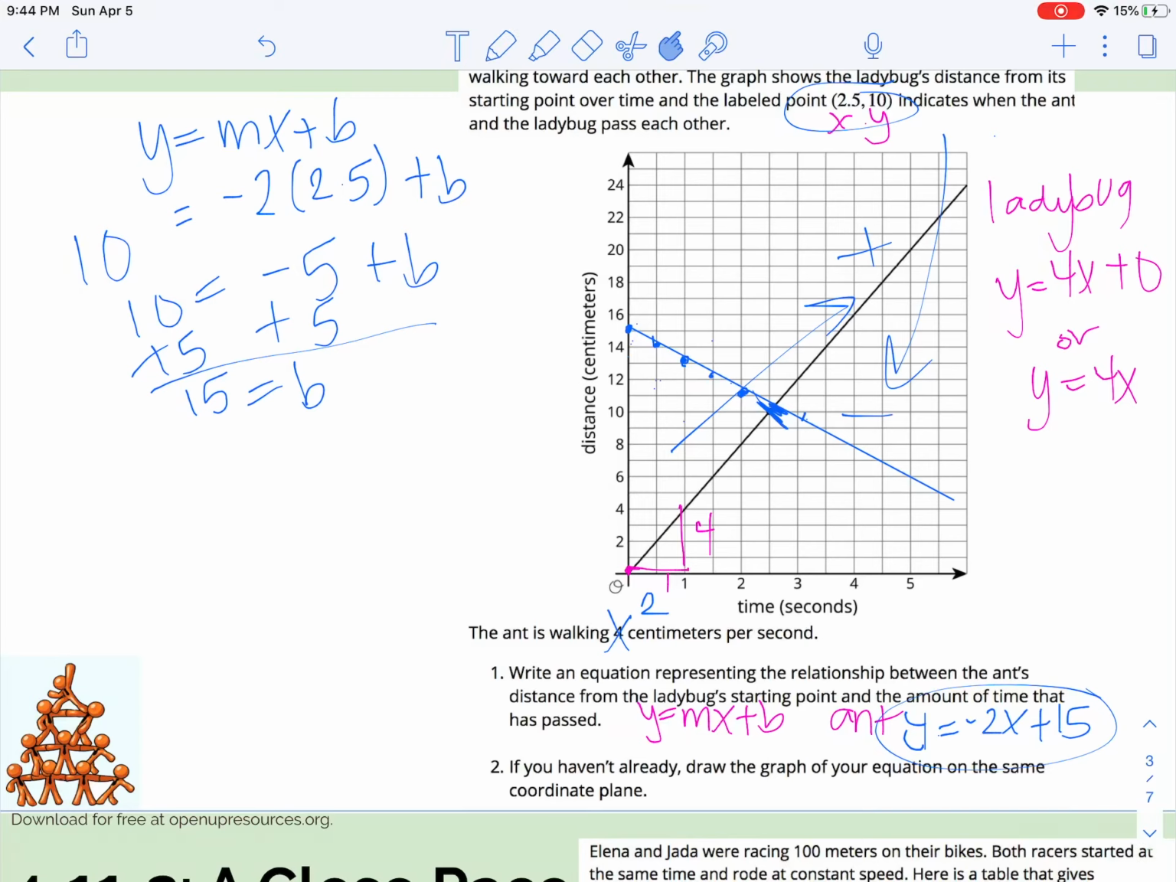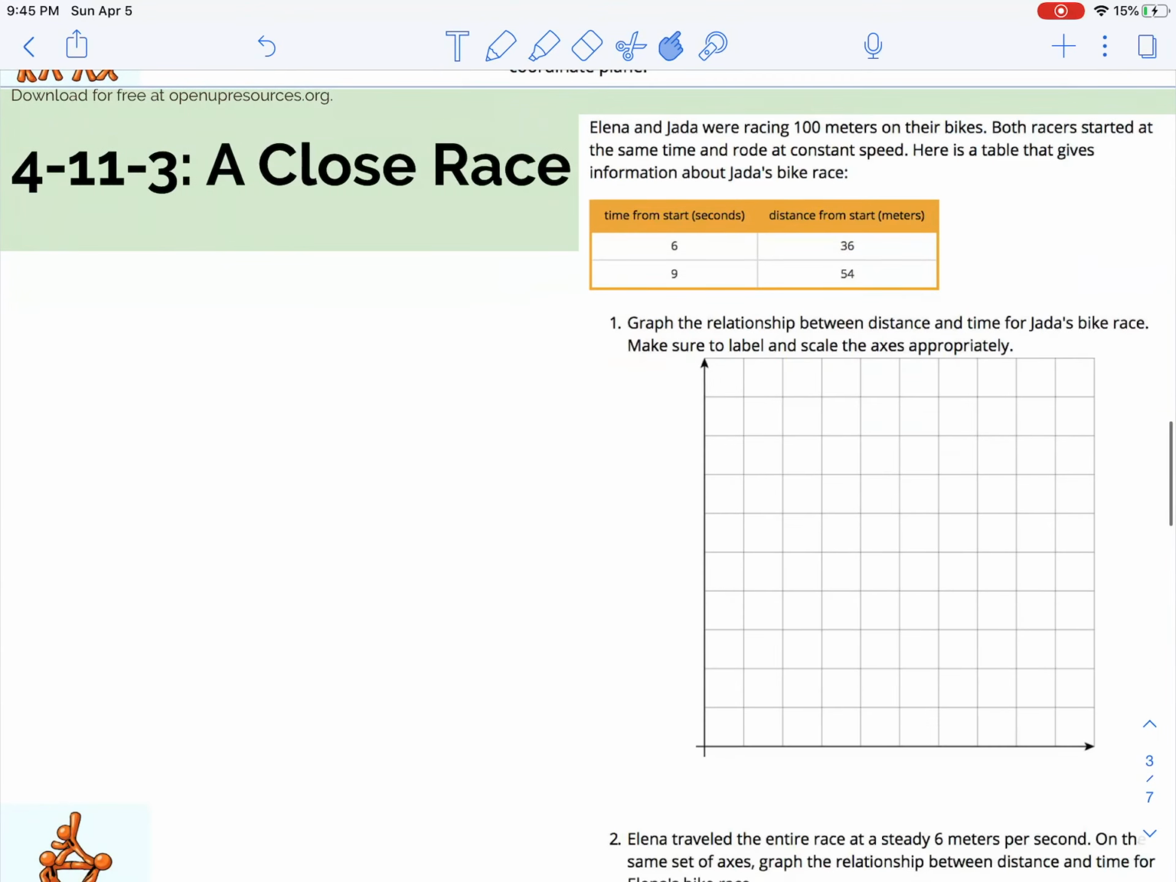Okay, and then the reason why that's -2 is because it's going down, and then if you were to count the slope, you would go like this, and like that, and then that is 1 unit here and 2 units here, which is 2, which is the slope we wanted. Okay, last question.